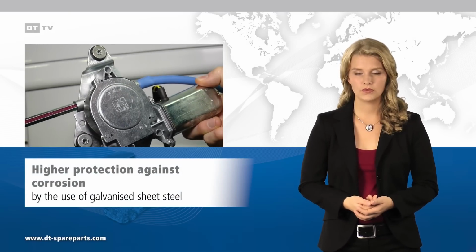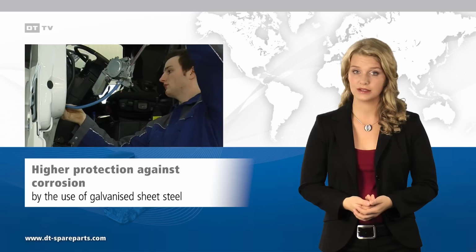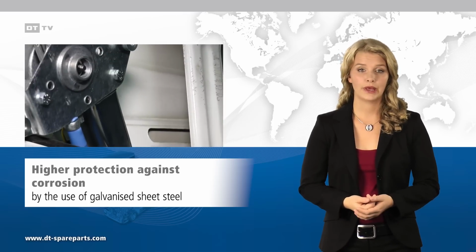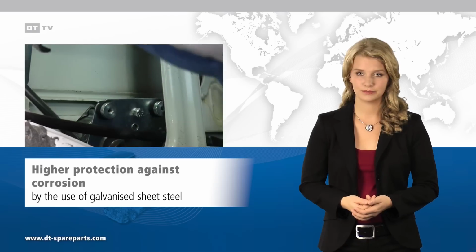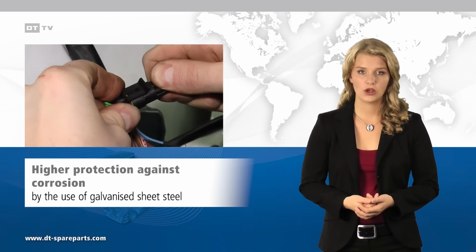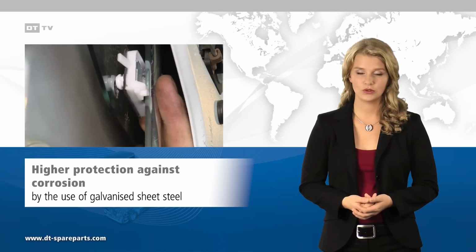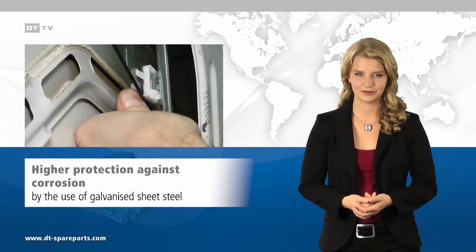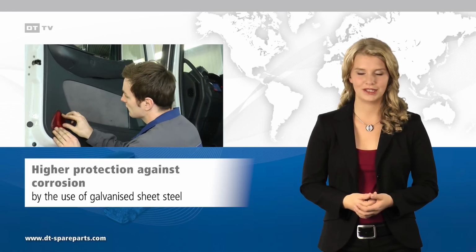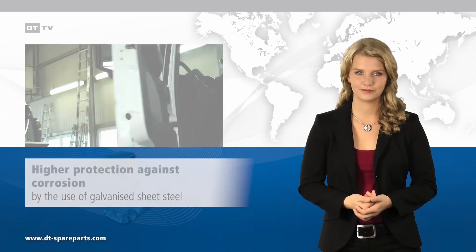For the manufacture of window regulators with a scissors control mechanism of the DT Spare Parts brand, galvanized sheet steel is used. This way, optimal protection against corrosion is achieved. Production is carried out using a stamp bend technology in which stamping and bending are combined during the production process. This construction process ensures a high degree of form stability.